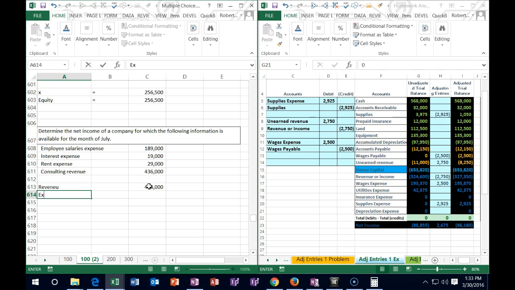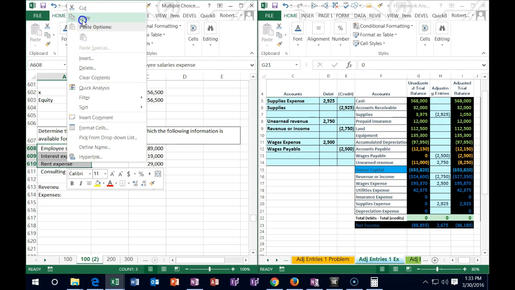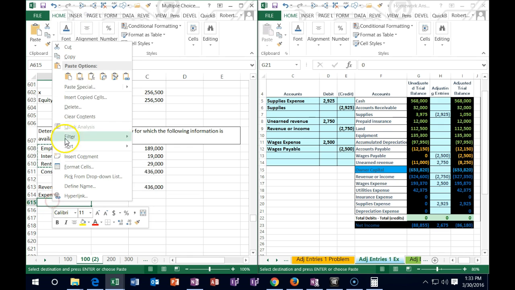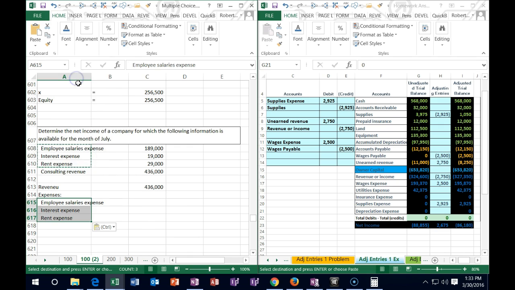And then I'm going to have our expenses. Well, I'm going to put a colon on that and say, hey, we're going to have more than one expense. And the expenses are these three. So I'm just going to copy these three. We have expenses of employee salary, interest expense, rent expense. I'm just going to paste these down here. And notice I indented them here. If you want to know how to indent, you can go to this tab and use this indenting function just to make it indented like that.